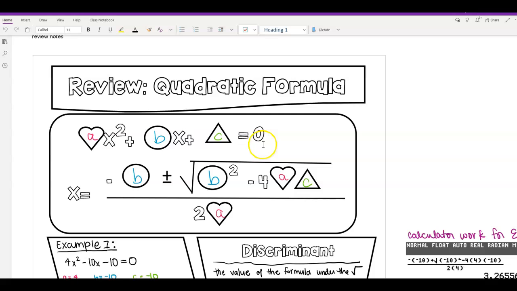Real quick before we do that, remember you have to have it equal to 0 to use the quadratic formula. So if you have anything on one side of the equation, you need to move it all to the same side. All right, here we go.